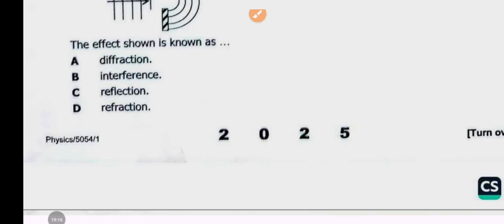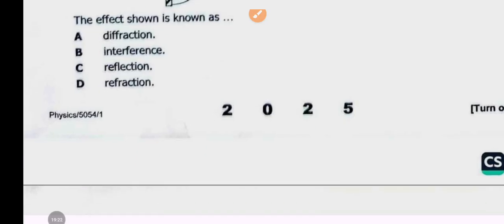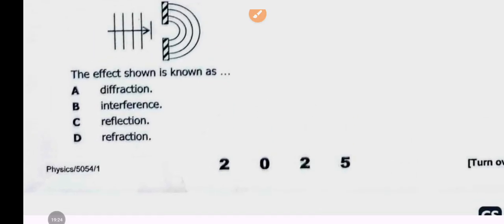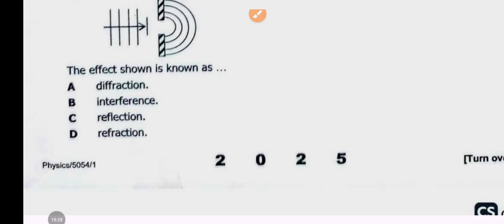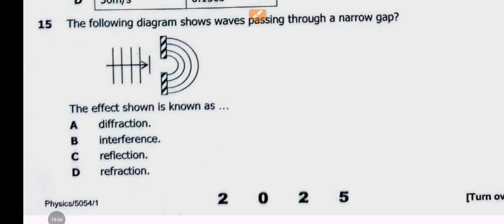Reflection basically refers to the bouncing back of waves when they strike a barrier. And another property that waves have is refraction. Refraction basically refers to the change in direction of a wave as it changes media. So for the above diagram here, the property of a wave that is demonstrated is diffraction.